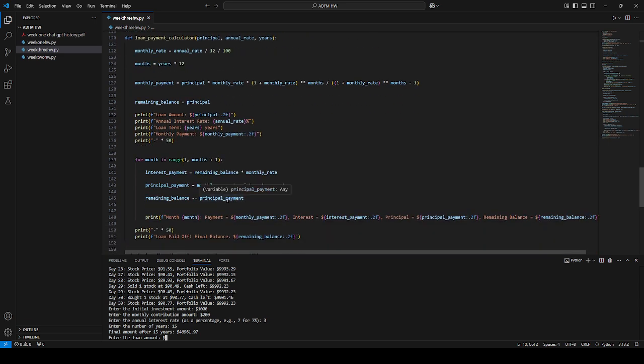And our next lines would be 120 through 159. The purpose of this is to create a loan payment calculator using principal, annual rate, and years. And these are our formulas for our monthly rate, the months, the monthly payment, and then the remaining balance using the principal amount. And then this right here will print out the loan amount, the annual interest rate, the loan term, and the monthly payment down here in the terminal.